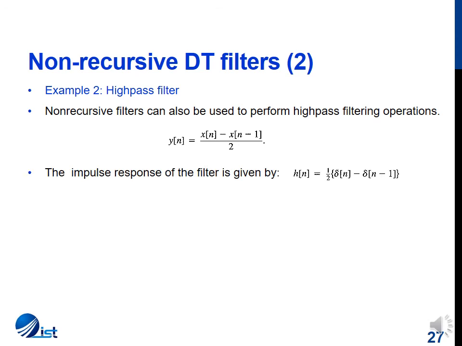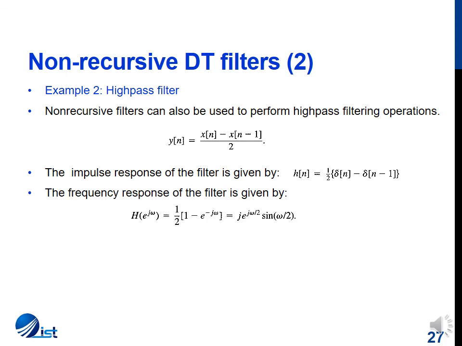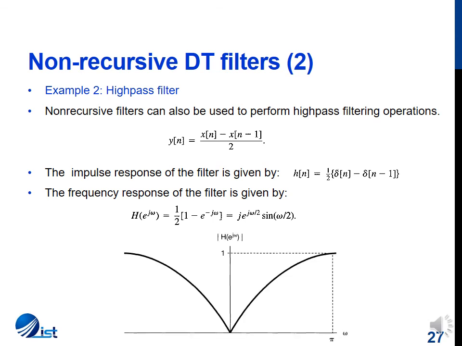If we determine the impulse response, we simply replace x of n by delta of n. This is the impulse response, and the frequency response is shown. When we plot this frequency response, we can see that it can be categorized as a high pass filter response, because for low frequencies we have 0 amplitude for H of e to the j omega, and for higher frequencies the amplitude increases. So this is crudely a high pass filter response.